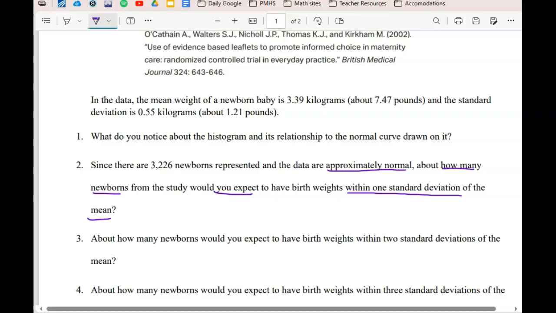What percentage of the newborns are in that first deviation? We wrote it down. What's the percent for the first interval? 68. So how do you calculate 68% of 3,226 newborns? 0.68 times 3,226. Good. Okay, somebody go calculate that for us, please. And don't be trying to do it in your head. Who's calculating it? Andrew.